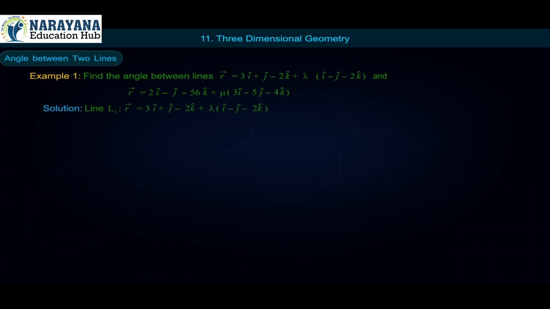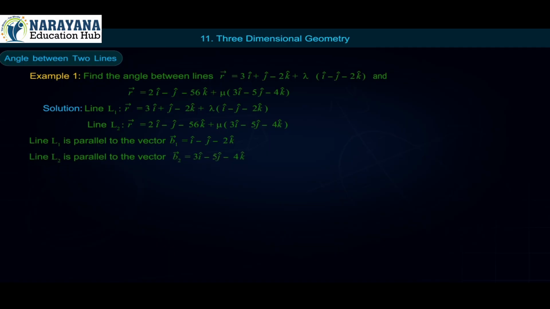Solution: Line L1, vector r is equal to 3i cap plus j cap minus 2k cap plus lambda into i cap minus j cap minus 2k cap. Line L2, vector r is equal to 2i cap minus j cap minus 56k cap plus mu into 3i cap minus 5j cap minus 4k cap. Line L1 is parallel to the vector b1 is equal to i cap minus j cap minus 2k cap. Line L2 is parallel to the vector b2 is equal to 3i cap minus 5j cap minus 4k cap.